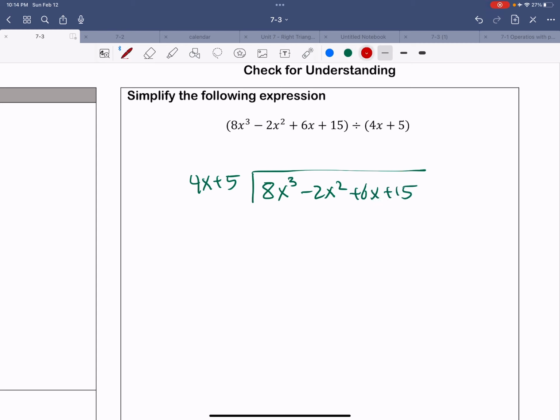Okay, try this one by yourself. This one will have a remainder. You have to multiply 2x squared.